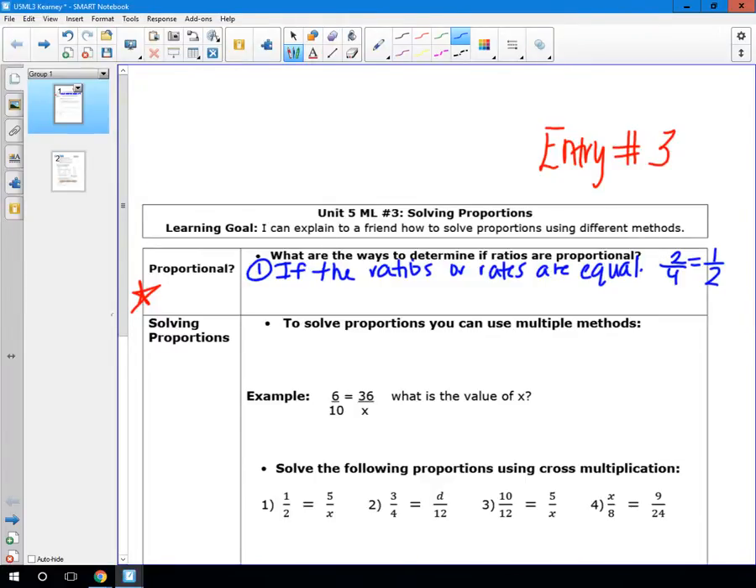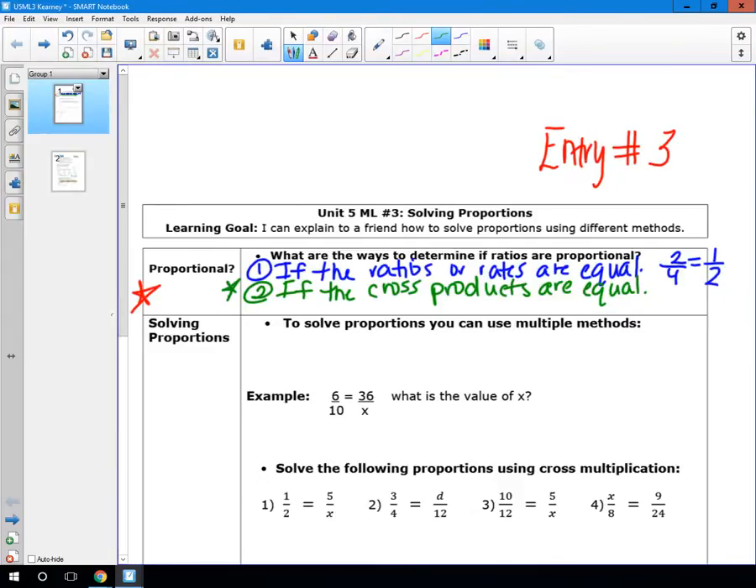The second way to determine if 2 ratios are proportional is if their cross products are equal. That means if you cross multiply, you would get the same number. So our second way is if the cross products are equal. And this is a super important one, so I'm going to go ahead and star that because that's going to really come in handy later. We're going to use that a lot.